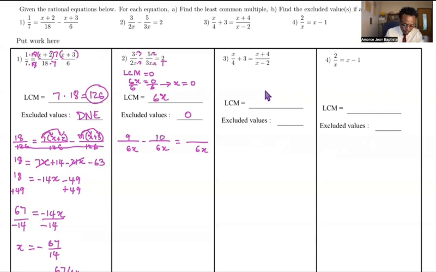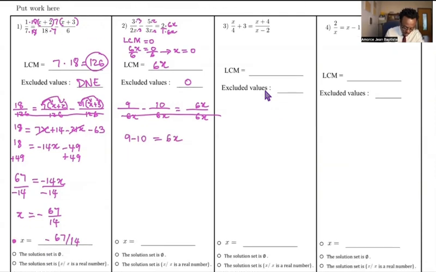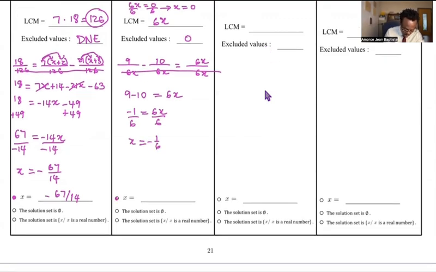So that's 10. How do you get 6x here? Obviously, it's 1. You need to multiply by 6x. So that's 6x. Then you can eliminate the denominator because it's all uniform. So then that's going to be 9 minus 10 equals 6x. And then that's negative 1 equals 6x. Divide by 6. x is negative 1 over 6. Your solution is x equals negative 1 over 6.